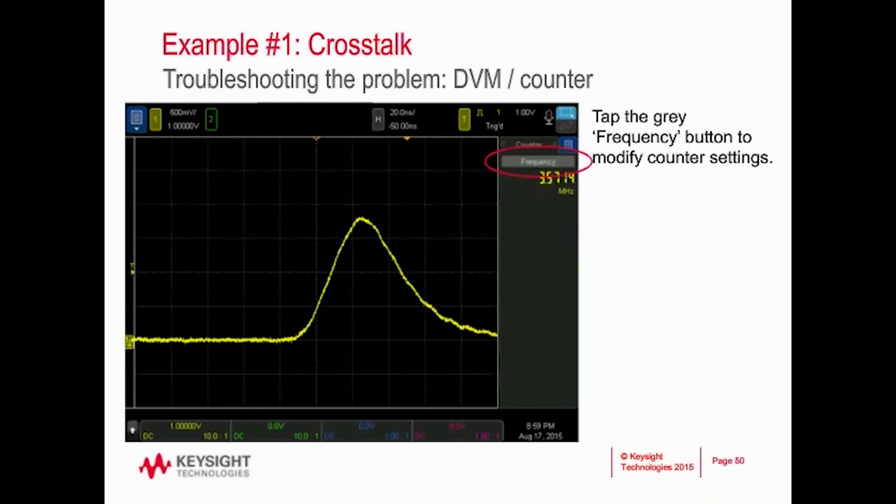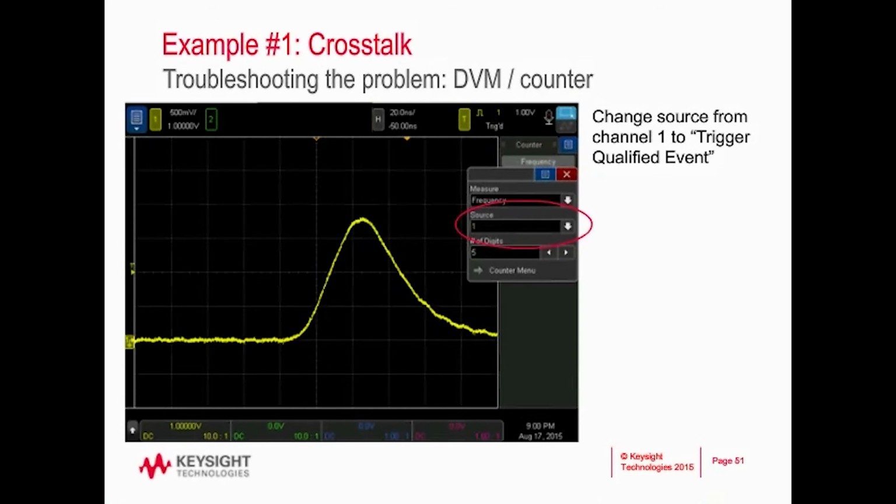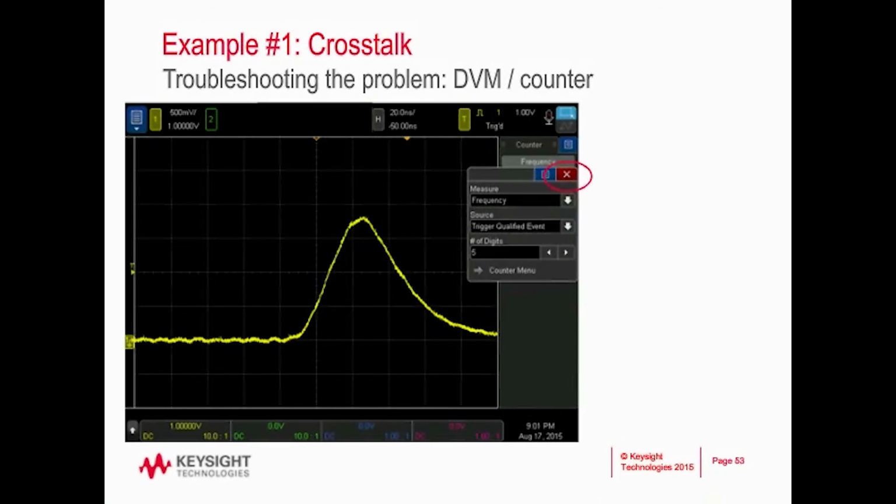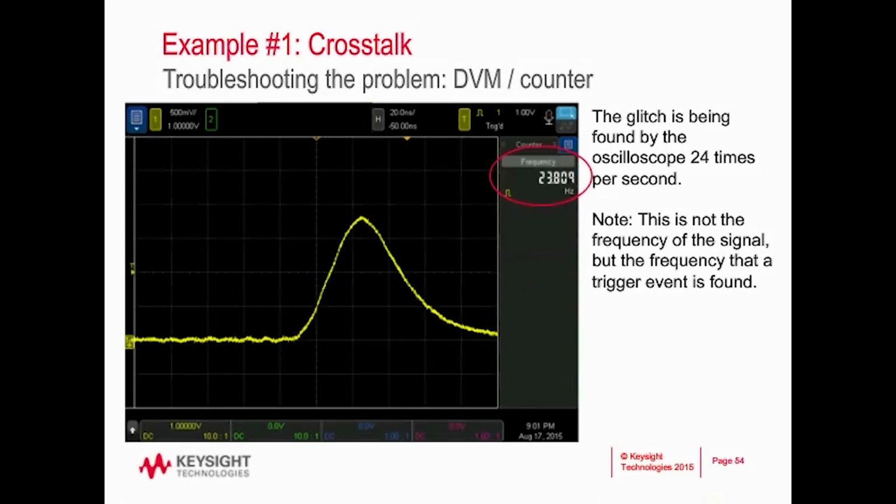Now that's the frequency of the clock signal itself, not necessarily the frequency of the problem we're seeing on screen. So what we do is tap our gray frequency button to modify the settings. Then we change our source from channel 1 to trigger qualified event, which is at the bottom of the list. Then we tap the X to close out, and we can see a very constant frequency of the trigger circuitry at essentially 24 hertz, which is telling you this glitch is likely connected to that switching source on your design.